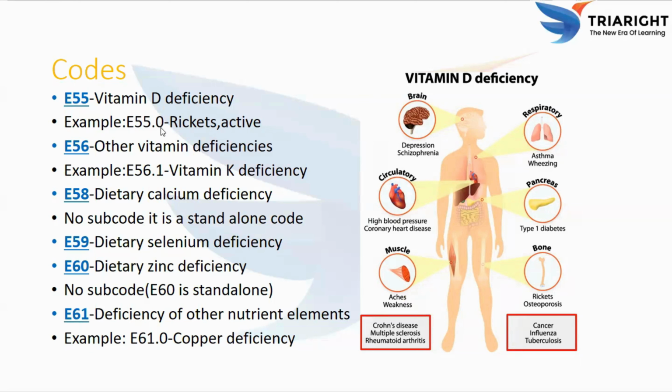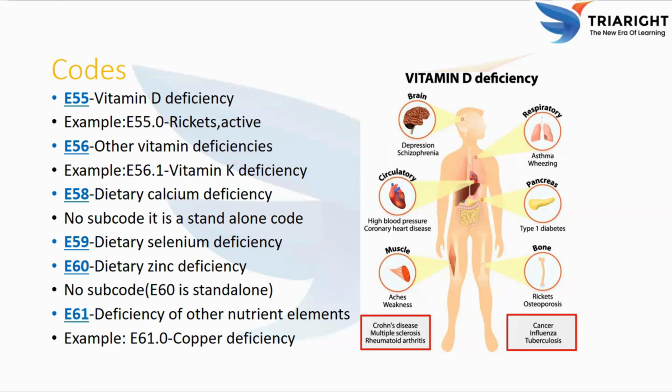So what is the example? E55.0, rickets, active. So active rickets is seen mostly in children due to the lack of vitamin D. Bones become soft and weak, leading to bowed legs and growth problems. So here you can see in the picture, vitamin D deficiency.